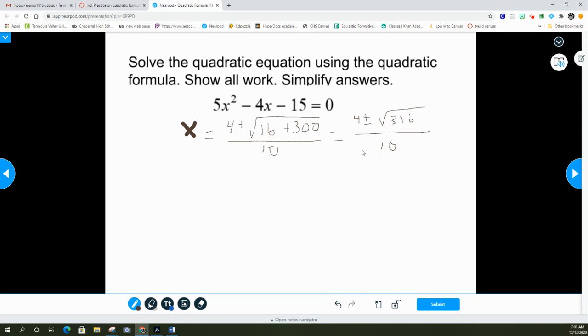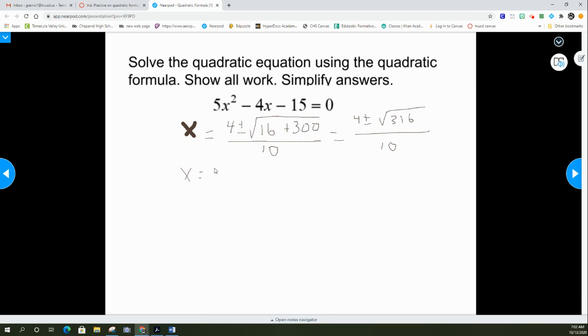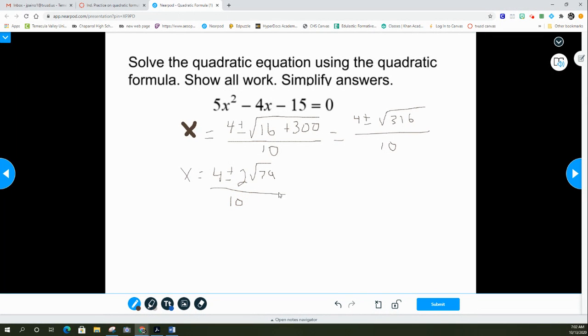So we have to break down 316. We want to simplify that, so we need to find the largest perfect square factor that goes into it. That is 4 times 79, so that's going to be 2 rad 79. So I have x equals 4 plus or minus 2 rad 79 over 10. Now the radical is simplified all the way, but can I simplify the fraction?